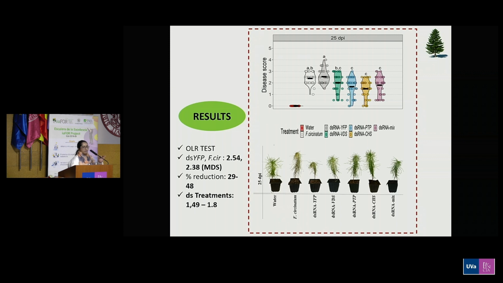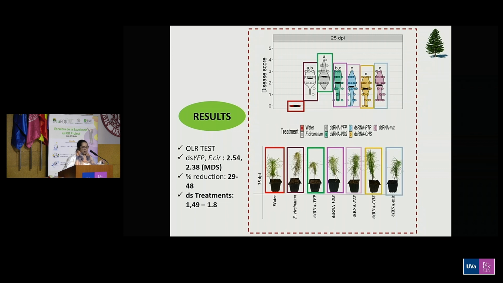Well, at 25 DPI, I will show you some treatments, like we did all the tests, and we found that we have different types of symptoms, you can see. Water is fine. In mock, we didn't find anything. While for our two controls, YFP and Fusarium, which we use as negative controls, we have found mean disease scores of 2.5 and 2.38. While in the case of other treatments, we have found disease reduction of 9 to 48%, with mean disease scores of 1.549 to 1.548. It means we have found some reduction in growth.